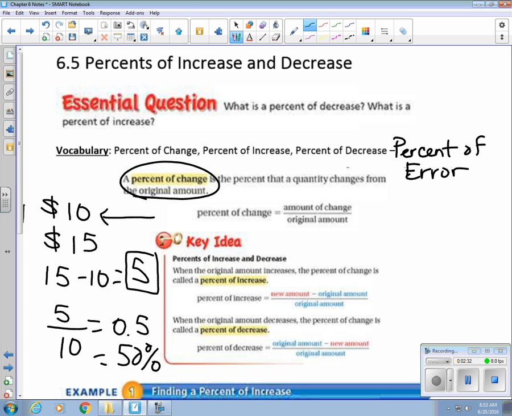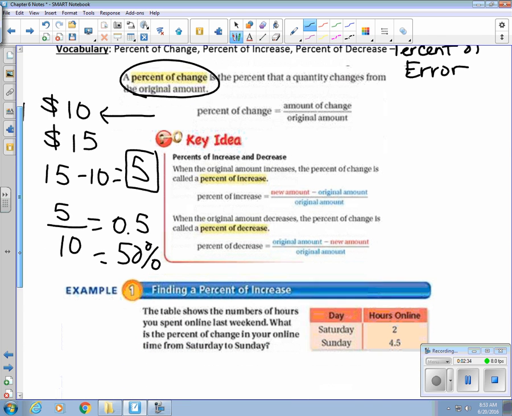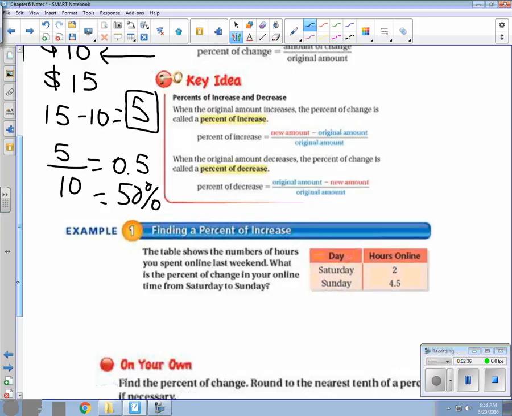All right. So let's move this down a little bit here. So our key idea, percents of increase and decrease. When the original amount increases, like the example we just had when we went from $10 to $15, it's a percent of increase. And there's a couple of little equations here that tell you what a percent of increase is and what a percent of decrease is. But we're going to use something a little bit different, but we could still go over these.